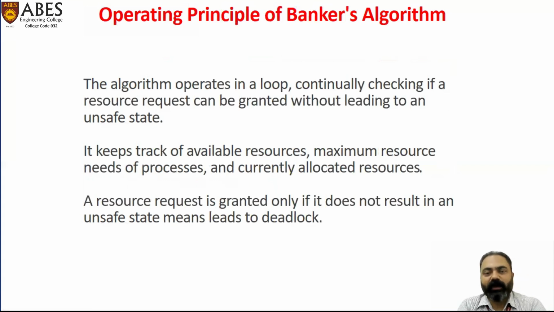What is the operating principle? The algorithm operates in a loop, continually checking if a resource request can be granted without leading to an unsafe state. It keeps track of available resources, maximum resources, need of processes, and currently allocated resources. A resource request is granted only if it does not result in an unsafe state, meaning there should not be any chance of a deadlock occurring.